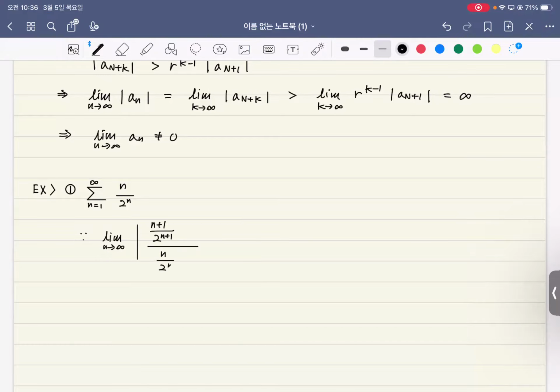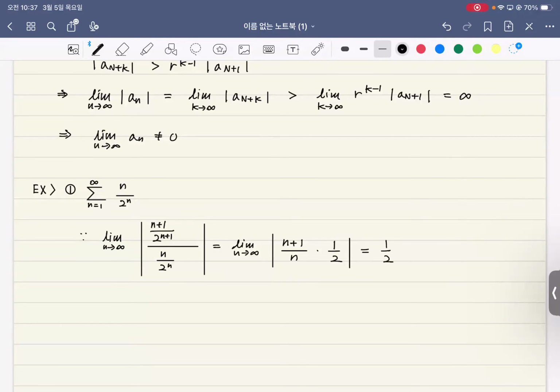And what is this? Okay, so this is a complex fraction. So it's going to be (n plus 1) over n times 1 over 2. And this is tending to what? Just one half. And this is clearly less than 1. So this is convergent. Okay. Isn't that amazing?